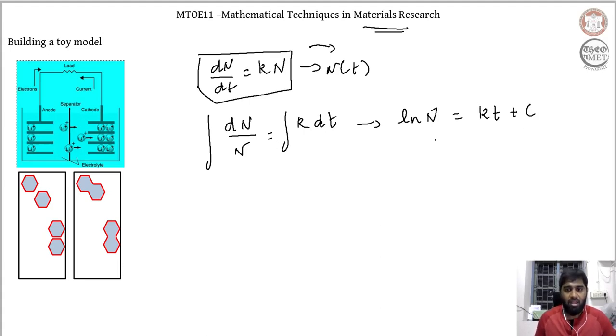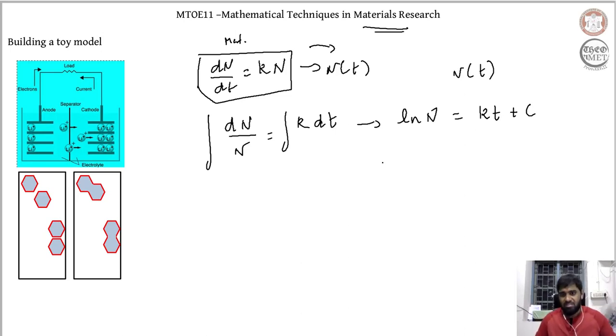What you have is an expression for n, the number of lithium ions at a given time t, equal to the proportionality constant times t plus C. This is an equation that you gained from your materials understanding. Now, using your mathematics, you have solved it, and now you have an expression for this.